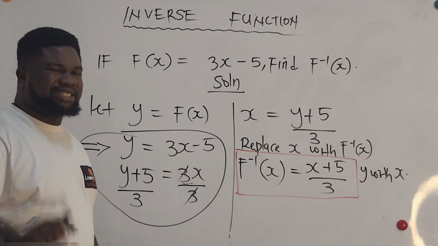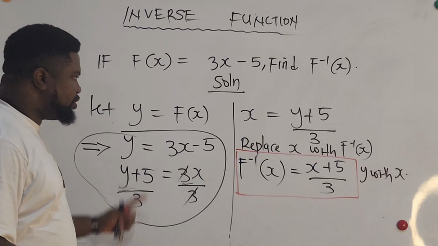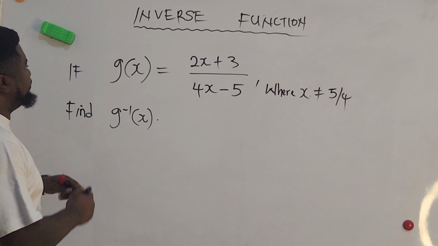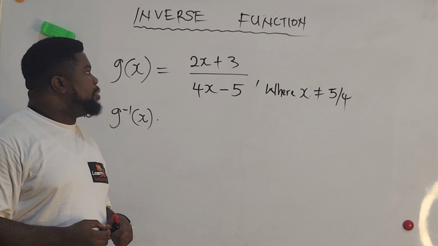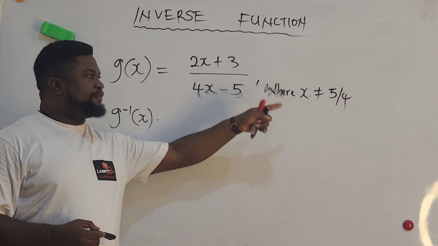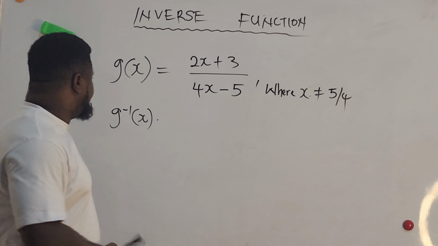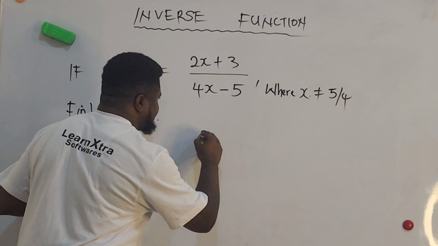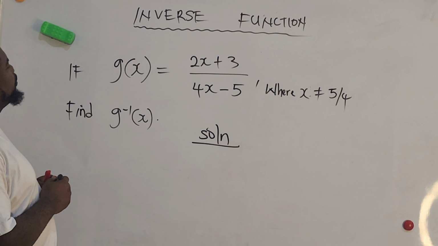Let's take one more example on this, to perfect our knowledge. So let's take this example. If g of x is equal to 2x plus 3 upon 4x minus 5, where x is not 5 over 4 because it goes under 0, find g inverse of x. Solution. Alright, so what do we do first?